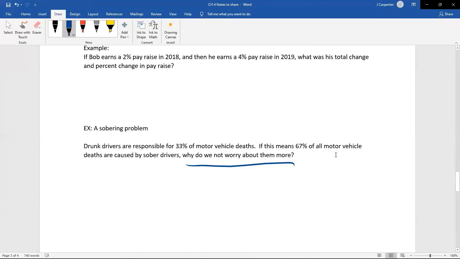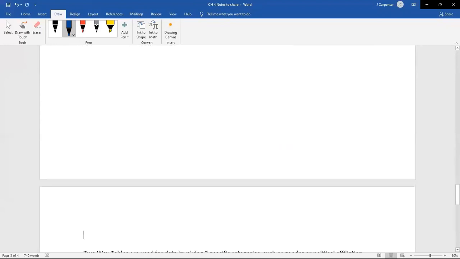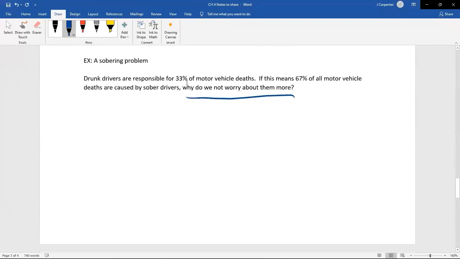So again, the point of this question after all that rambling is, why are we not putting more energy? Why do we have so much MADD and sober checkpoints and all this other stuff? There's a lot more energy focused on these people that are causing half as many deaths. The point of this is, it's all about scale. It's all about the size of a population doing something.